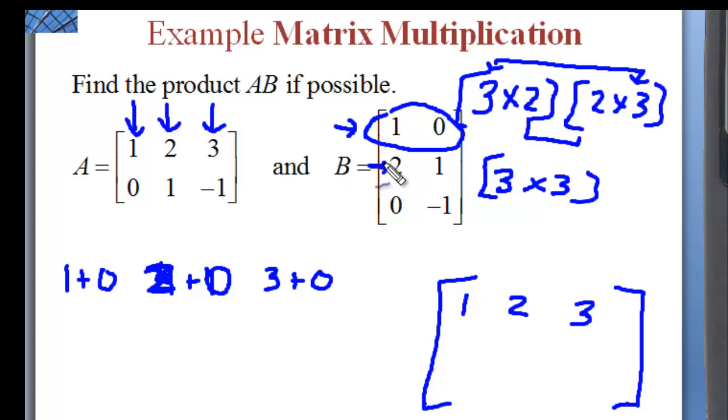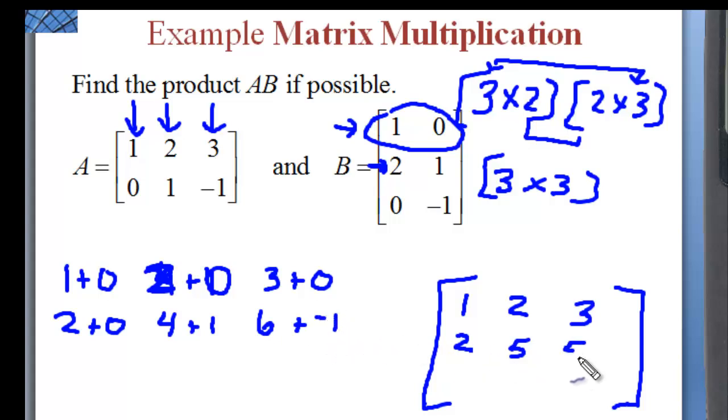Now we're going to go to the second row. First column. 2 times 1 is 2, plus 1 times 0 is 2. Second row, second column. 2 times 2 is 4, plus 1 is 5. And second row, third column, which is 6 plus negative 1, which is 5.